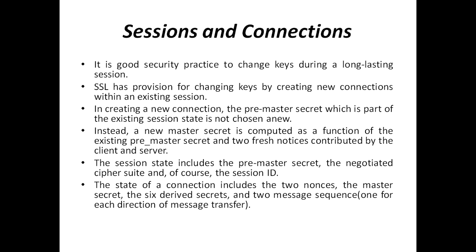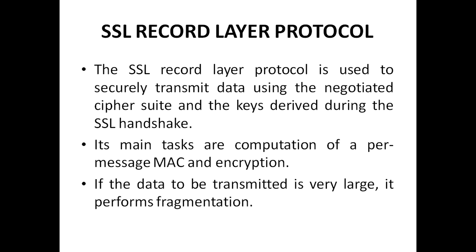So already in step 1, 2 nonces RA and RB have been chosen by the client and the server and exchanged, and the pre-master secret key is also chosen. By using this already existing data, the new master secret is computed. The session state includes the pre-master secret, the negotiated cipher suite, and of course the session ID. The state of a connection includes the 2 nonces, the master secret, the 6 derived secrets, and the 2 message sequence numbers, one for each direction of message transfer.